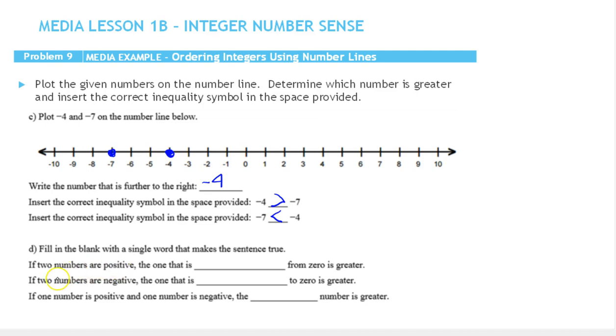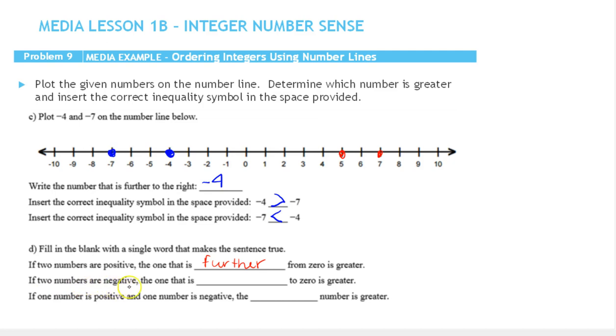So now we're going to make a few generalizations. So if two numbers are positive, the one that is blank from 0 is greater. So let's just do this on the number line. I'm just going to make two positive numbers. This is like our first example. And the larger one is 7 because it's further to the right. So the one that is further from 0 is greater. And this will be true in general. If the numbers are both positive, the further it is from 0 compared to the other number, the greater it is.